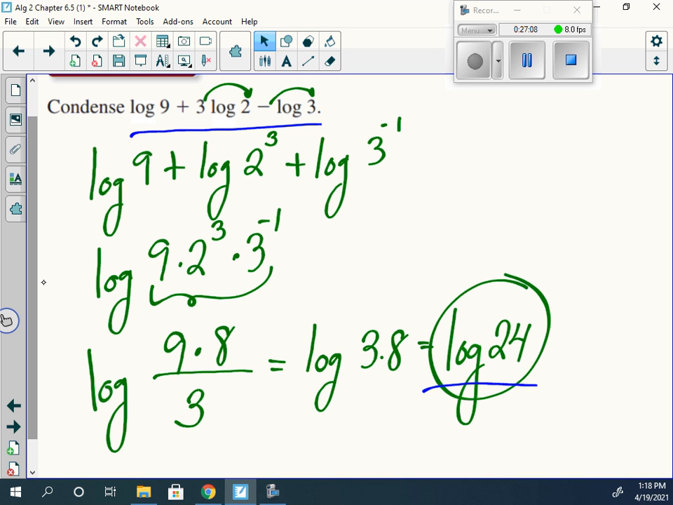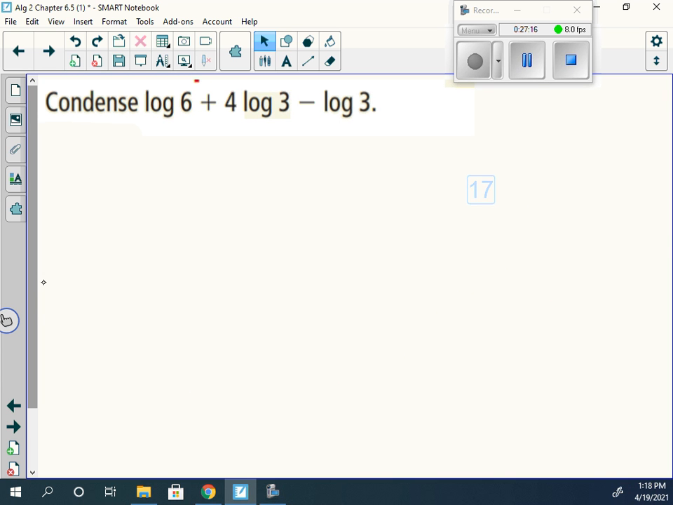Any questions on any of this so far? They agree? Right. It's kind of nice when the numbers work out that we can check them. So let's look at this one here. We want to condense log of 6 plus 4 log of 3 minus log of 3.